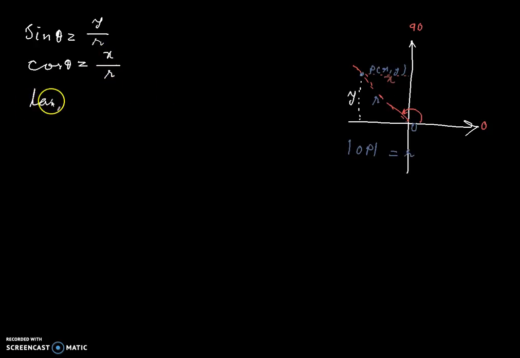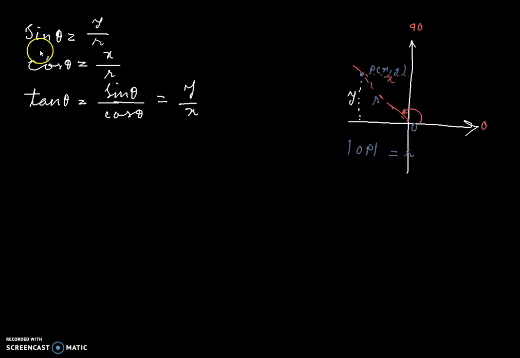Tan theta would be sine theta by cos theta. So it would be y divided by r divided by x divided by r. It would be basically y divided by x. And then you have the other ratios as well.